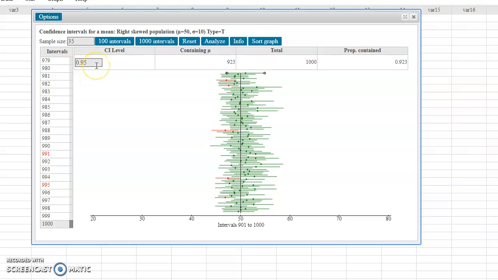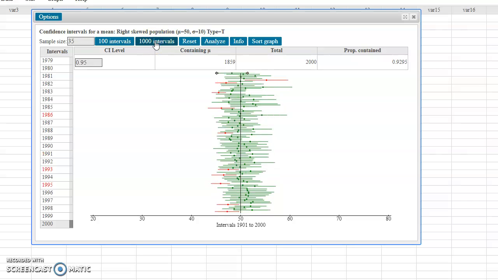We have a 95% confidence level, and we got 923 out of 1,000. That's 92.3%, so we're still a little bit below. Let's do 1,000 more. Now we have close to 94%: 1,859 out of 2,000. So I think we're a little more accurate, closer to 95% than we were when we had the small sample, which is what we'd expect.